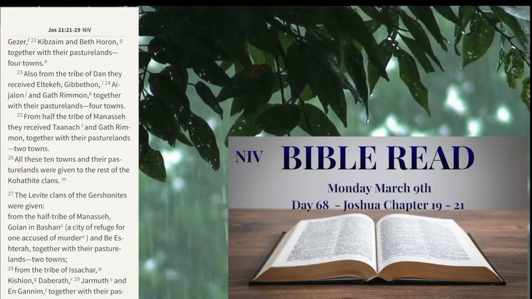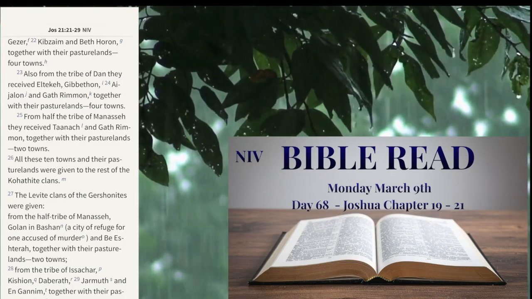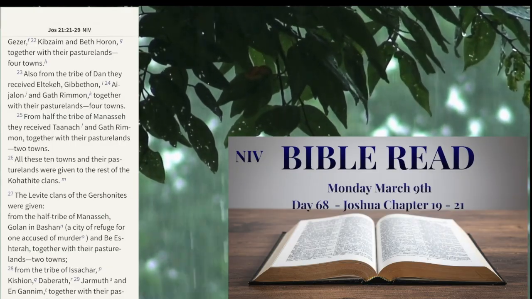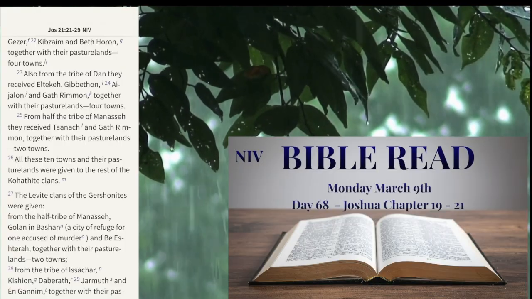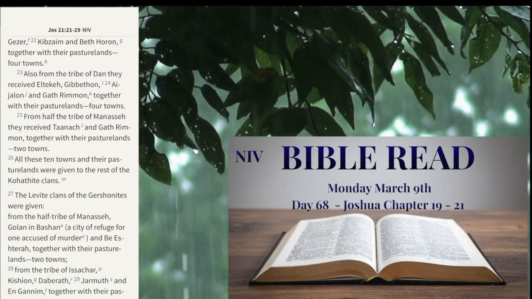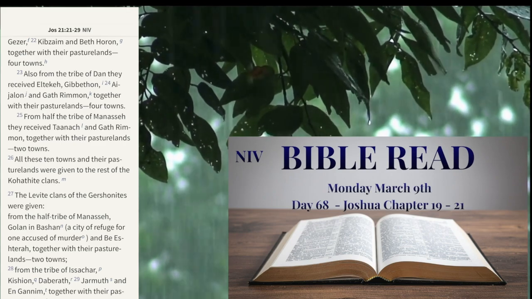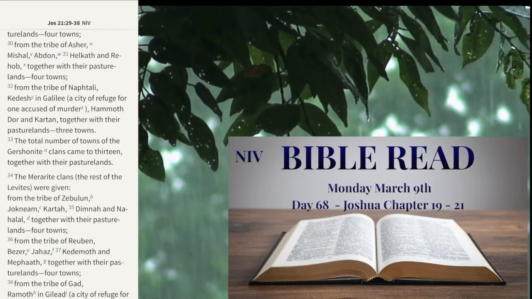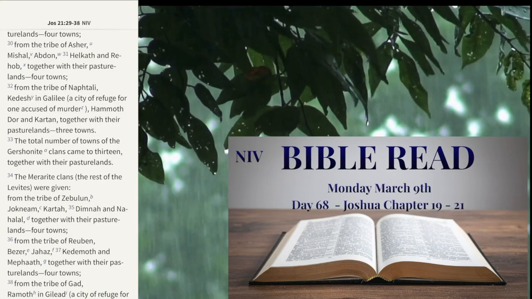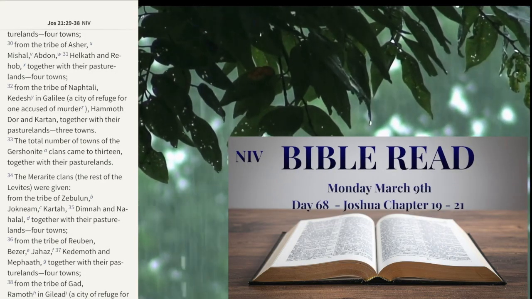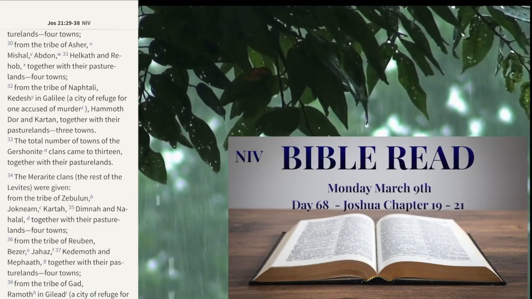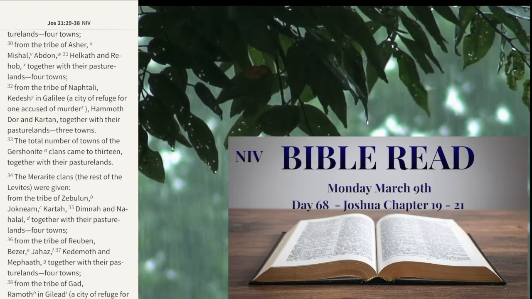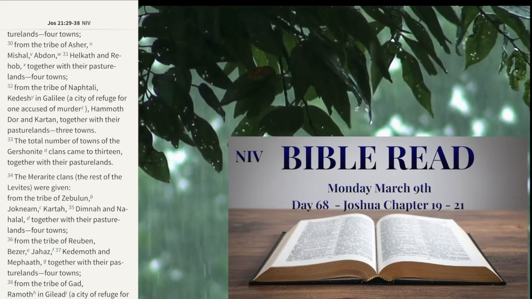The Levite clans of the Gershonites were given from the half-tribe of Manasseh, Golan in Bashan, a city of refuge for one accused of murder, and Be-eshterah, together with their pasture lands, 2 towns. From the tribe of Issachar, Kishion, Daberath, Jarmuth, and En-gannim, together with their pasture lands, 4 towns. From the tribe of Asher, Mishal, Abdon, Helkath, and Rehob, together with their pasture lands, 4 towns. From the tribe of Naphtali, Kedesh in Galilee, a city of refuge for one accused of murder, Hammoth-dor and Kartan, together with their pasture lands, 3 towns. The total number of towns of the Gershonite clans came to 13, together with their pasture lands.